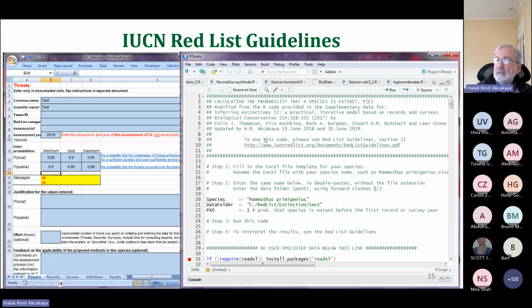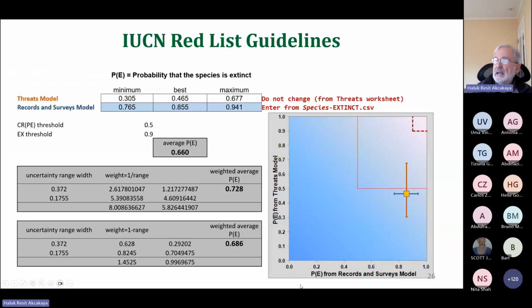Based on those, you then run this R script, and even if you have not used R before, it's actually quite simple. All you have to do is specify the species name and where this file is, and then run it. What this program does is get the information from this file, calculate it, and output this figure and these numbers. These are the probabilities that the species is extinct based on two different models, and these are explained in the guidelines and in multiple publications.